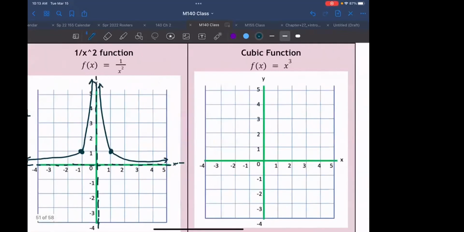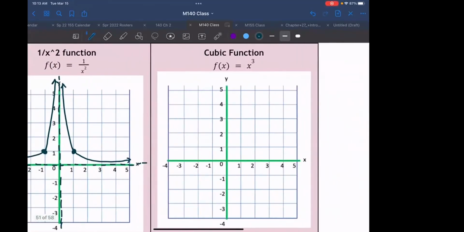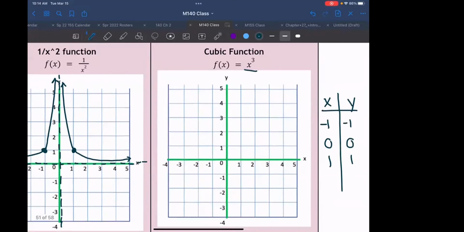All right. Our last function that we're going to learn about is the cubic function, okay? Very similar to the x², but now we have x³. Let's plot some important points here. Okay, x is -1. What's -1³? -1, good. We've got 0, 0, and 1, 1. Right. So we can just plot these points. Okay, not very revealing here.